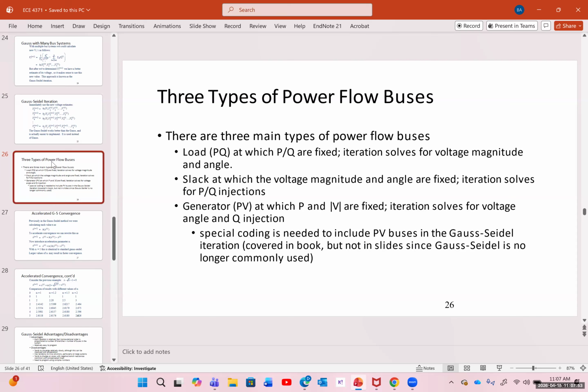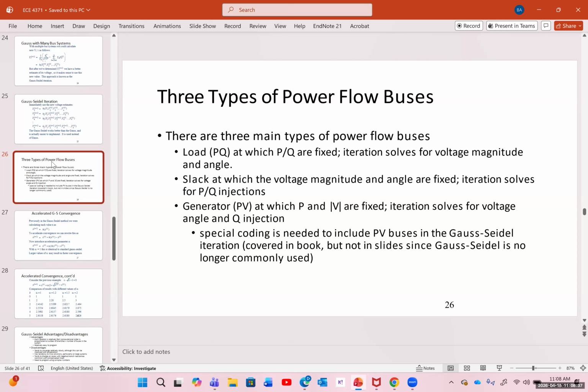Now, we have three types of buses in power flow. We have the load bus PQ, at which P and Q are fixed. Iterations solve for voltage magnitude and angle. Then we have the slack bus, at which the voltage magnitude and the angle are fixed, and iterations solve for P and Q injection. So it's the opposite of PQ. In load PQ, P and Q are fixed and we solve for voltage and angle. In slack, voltage and angle are fixed, and we solve for P and Q.